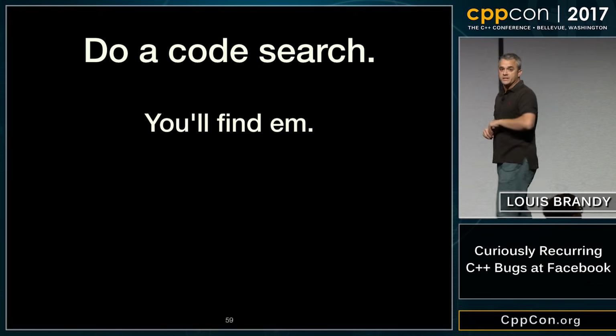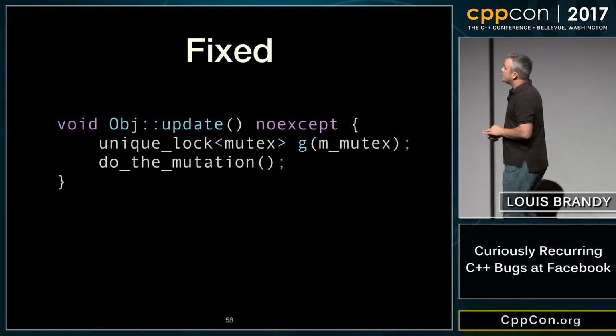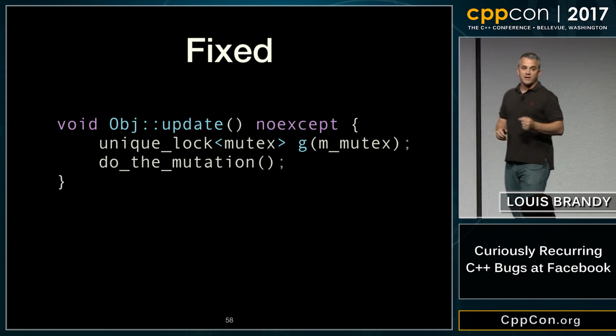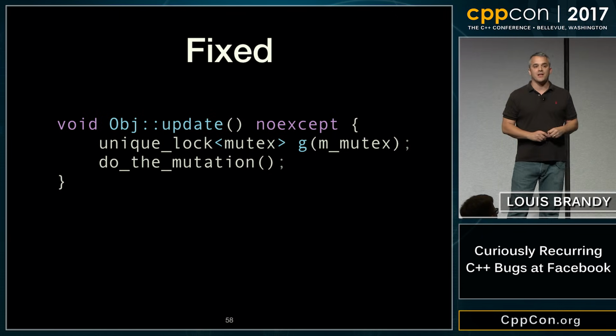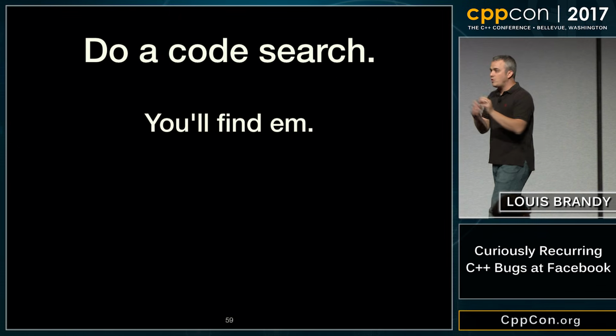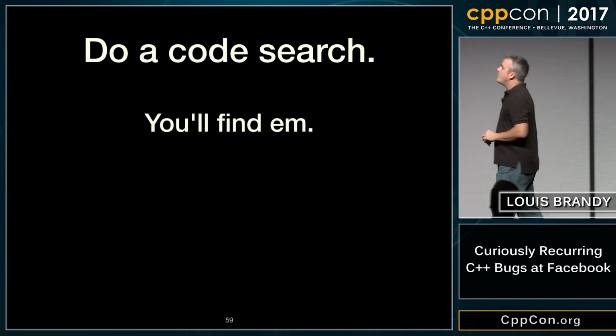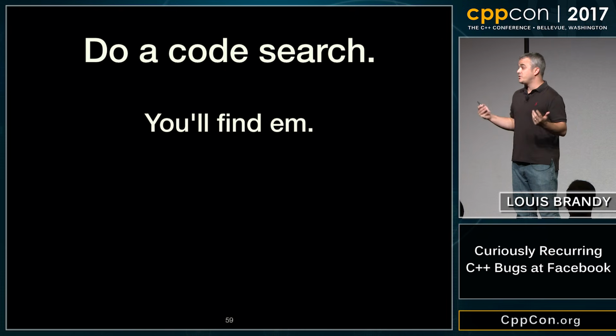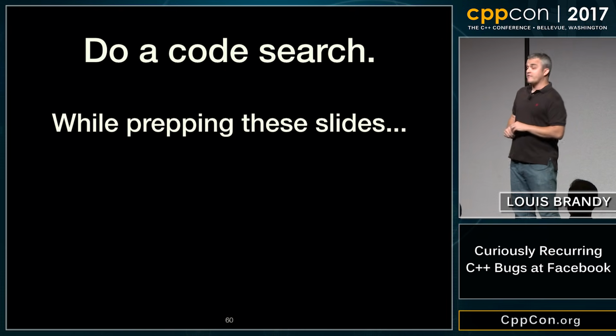Do a code search for this. This is the pattern. Do it. Unique lock of mutex. If you have code that's using relatively recent C++, do a code search for unique lock of mutex. GitHub search won't let me do it, so I couldn't do it on GitHub. But I figured since I'm giving this talk and I'm telling all of you to search your code, I should search mine. Do you think I found a bug?